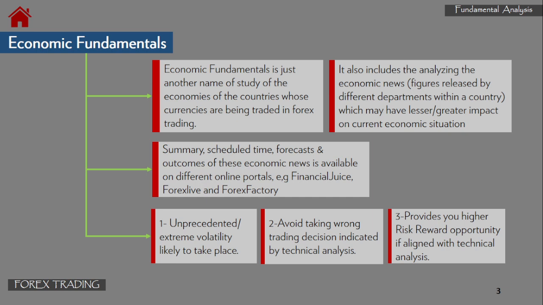So what happens when we have these scheduled forecast economic data and indicators? When they come out, we see unprecedented or extreme volatility in the market. This helps us analyze this data so that we avoid taking wrong decisions by using our technical analysis as well. It also provides us higher risk reward opportunity if aligned with the technical analysis.